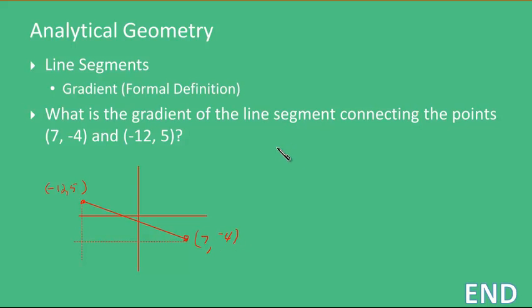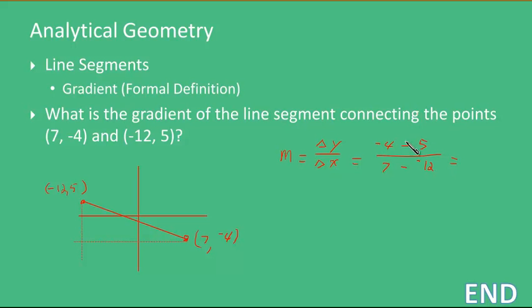So finding the gradient is very easy. It's just the change in the y coordinates divided by the change in the x coordinates. Let's make this our final point. This is our initial point. So it's final minus initial, remember that. So it's the final y value, minus 4. What's the initial y value? 5. What's the final x value? 7. What's the initial x value? Minus 12. Be aware of those negative signs.